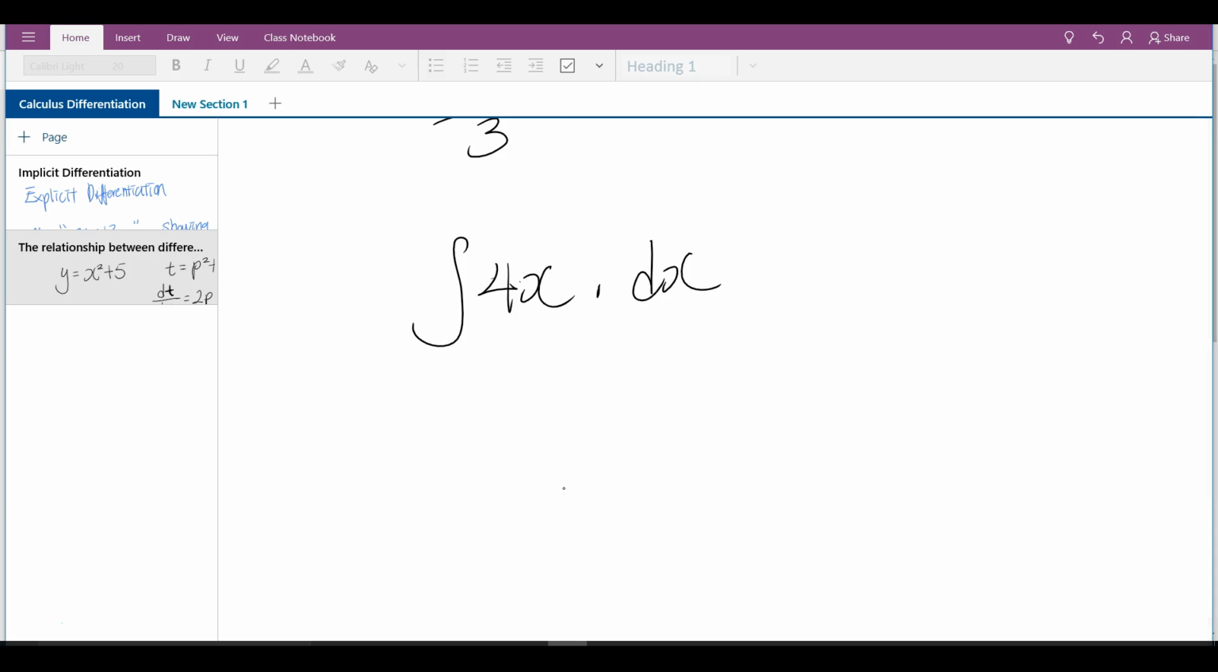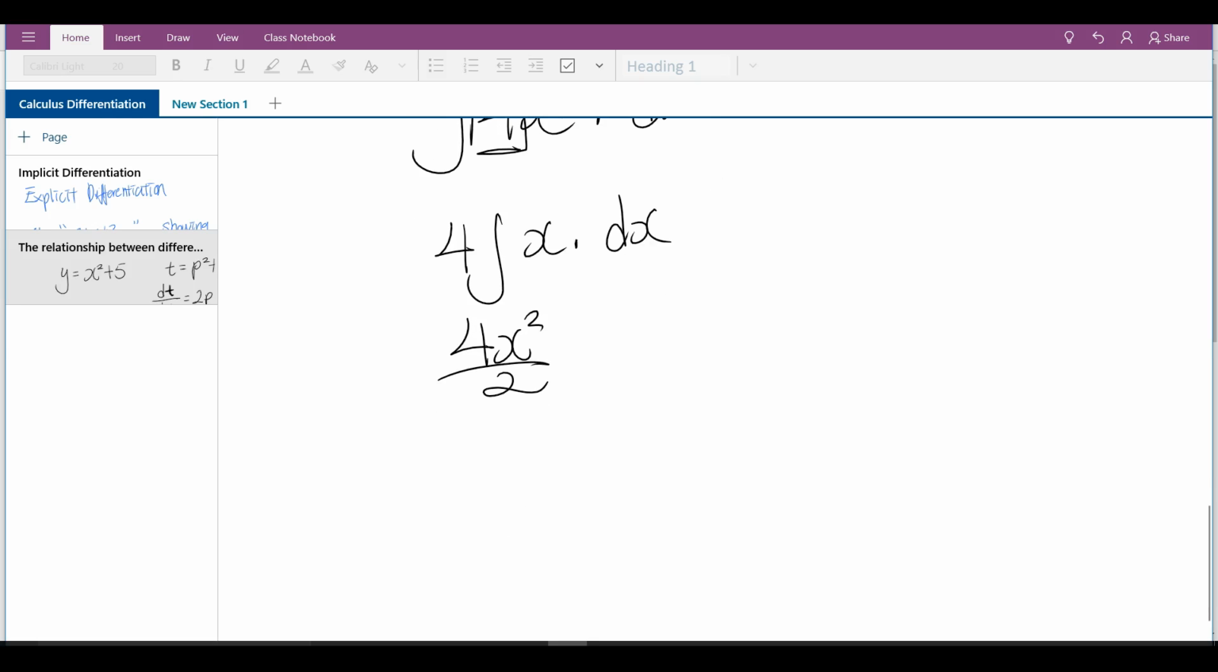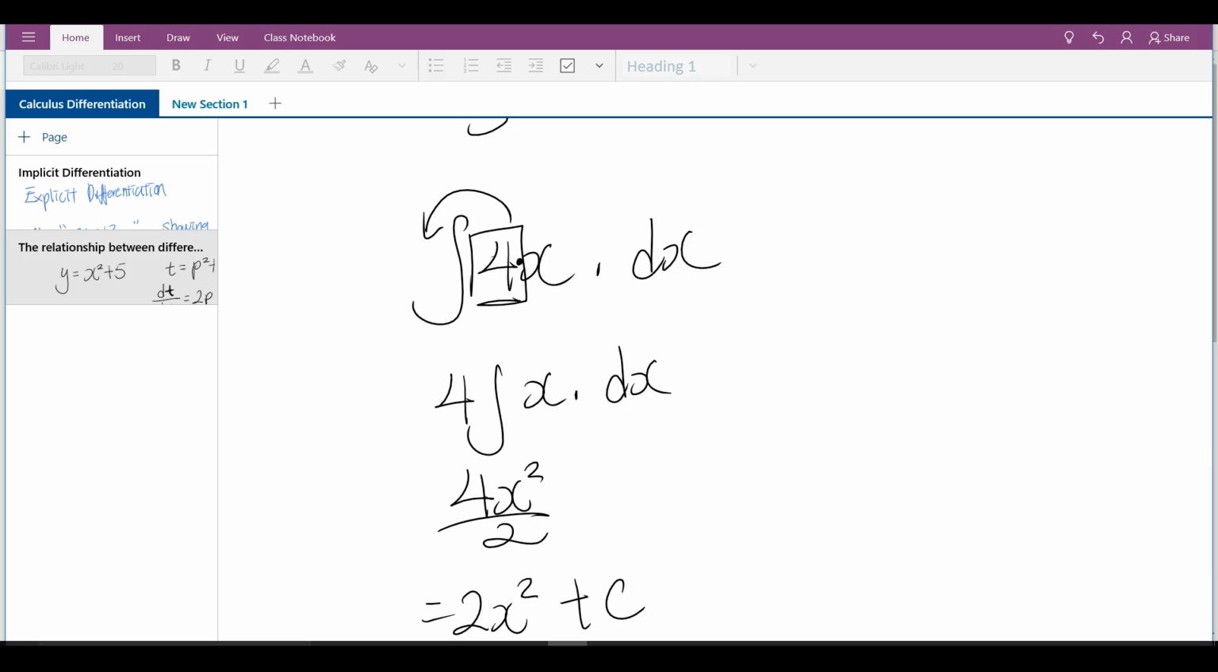And the relationship between the 4 and the x is multiplication, so you can take this factor out. You can take this constant out here. It becomes this, and it just becomes 2x squared. Hopefully you guys should know this. What else?